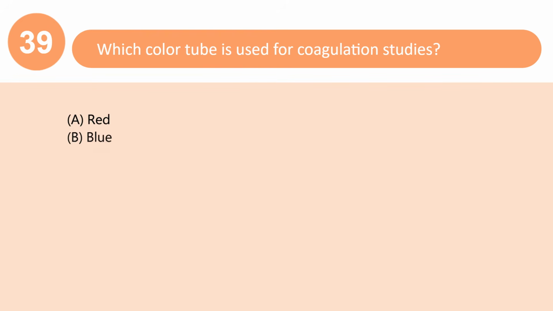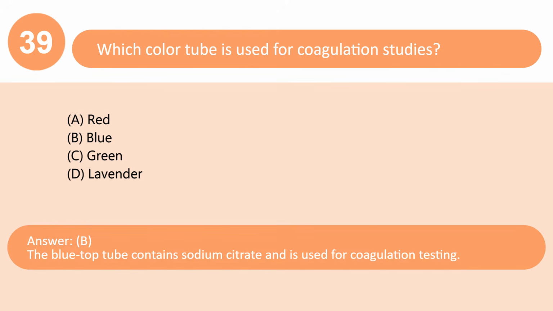Which color tube is used for coagulation studies? A. Red. B. Blue. C. Green. D. Lavender. Answer: B. The blue top tube contains sodium citrate and is used for coagulation testing.